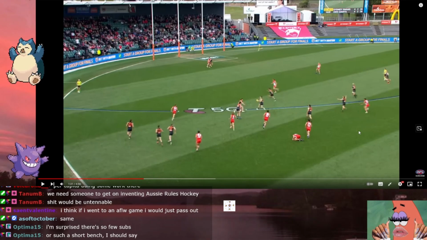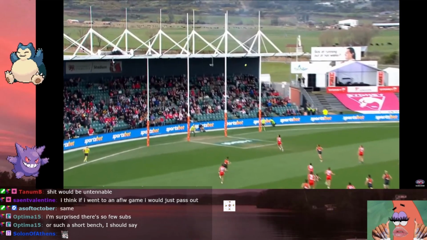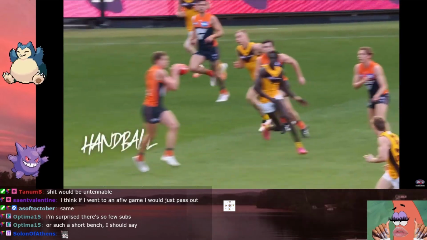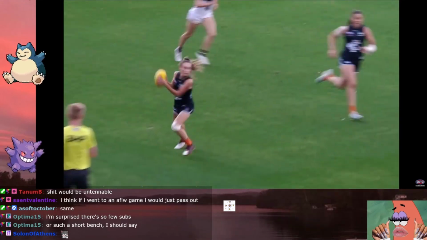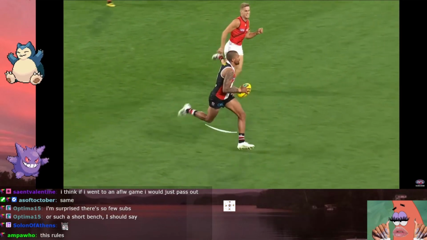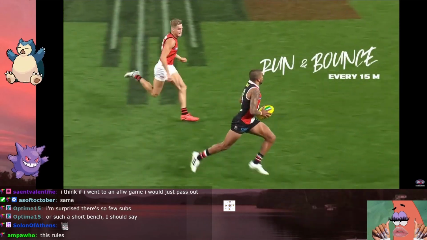The aim is to move the ball down the field and score. This is done in one of 3 ways. You can't throw the ball, but you can use your fist to punch the ball out of your hands. That's a handball. You can run with the ball, but don't forget to bounce it every 15 metres.